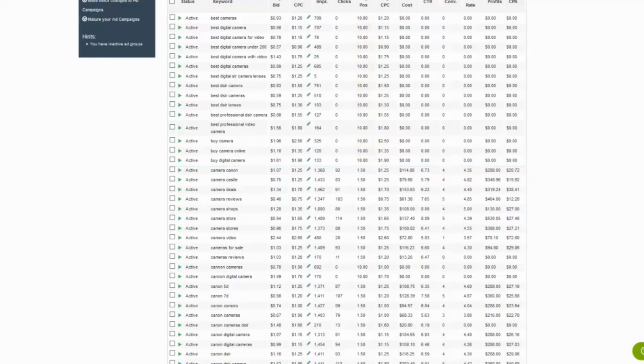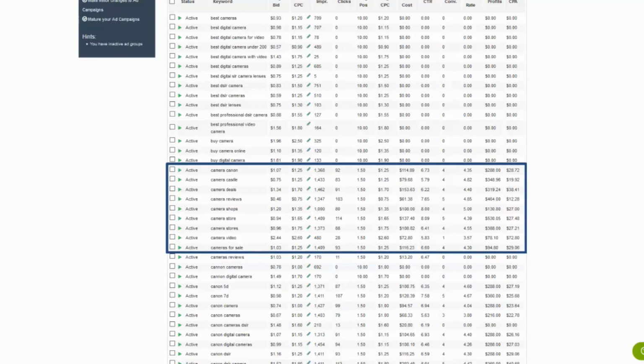Let's take a look at some of the other keywords that are actually performing decently well. We go down to camera Canon, camera castle, camera deals, camera reviews. All of these are getting decent conversion rates.